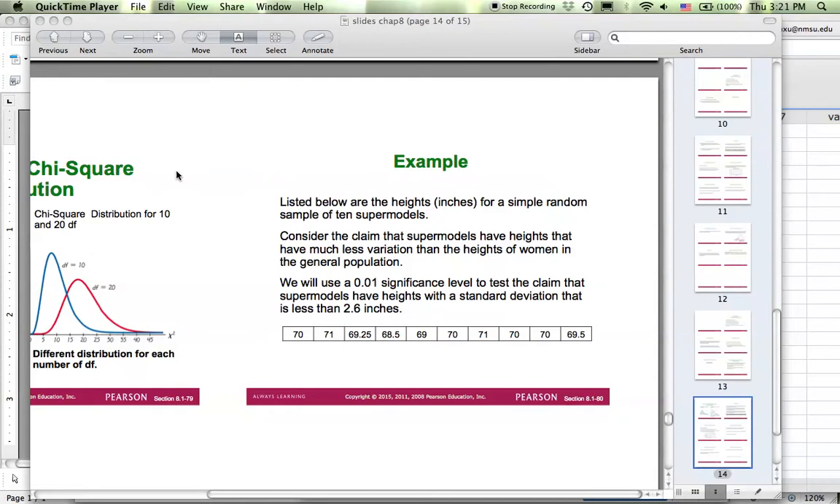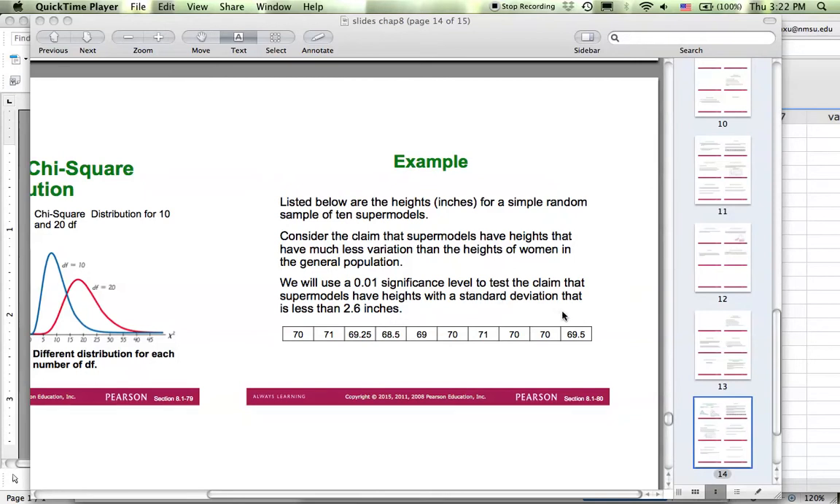Hello everyone, use StatCrunch to do hypothesis test for variance and standard deviation. So first example I'm using is this supermodel example. You have the heights shown in this table and we want to know whether the height has a standard deviation that is less than 2.6 inch. And we use 0.01 significance level.